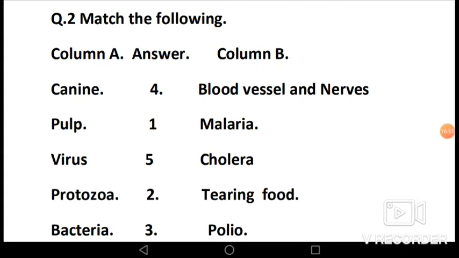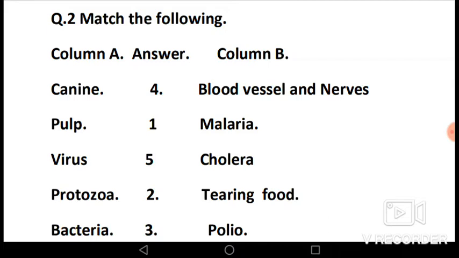Now let's revise, match the following. The first word is canine, which is a type of teeth, and the function of these teeth is to tear the food. Second word is pulp. Pulp is a part of tooth which is very soft and full of nerves and blood vessels. So you have to match pulp with blood vessels and nerves.